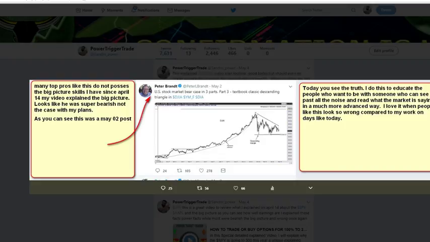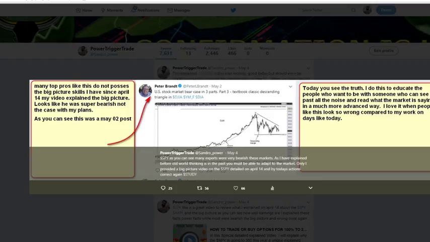He did not. This is preparing people to go for lower prices. Meanwhile, then he comes and says that the market's going to go higher now. He's warning the bears. Come on, man. Out to lunch, man. Today you see the truth.